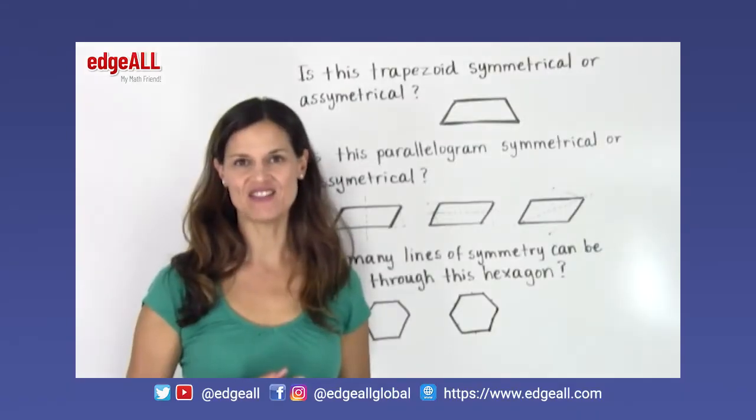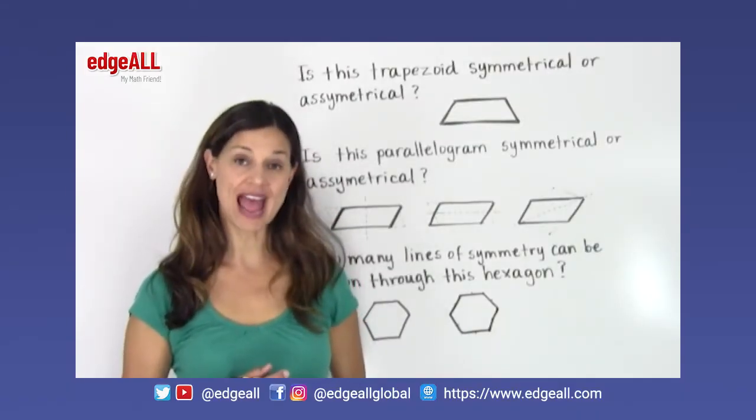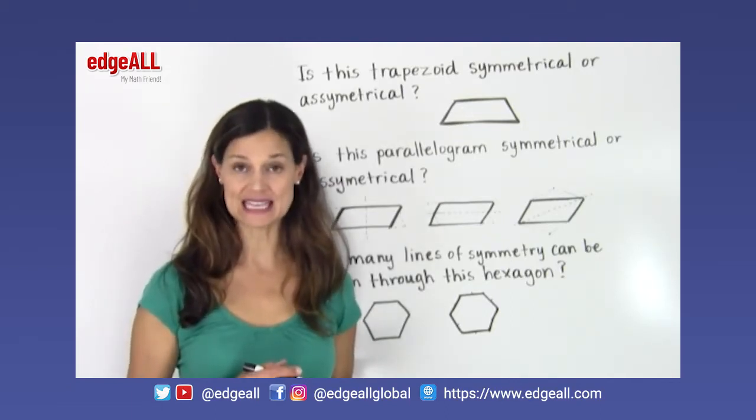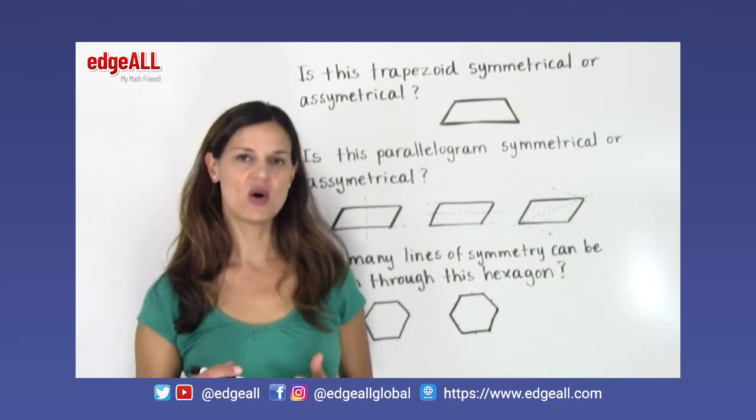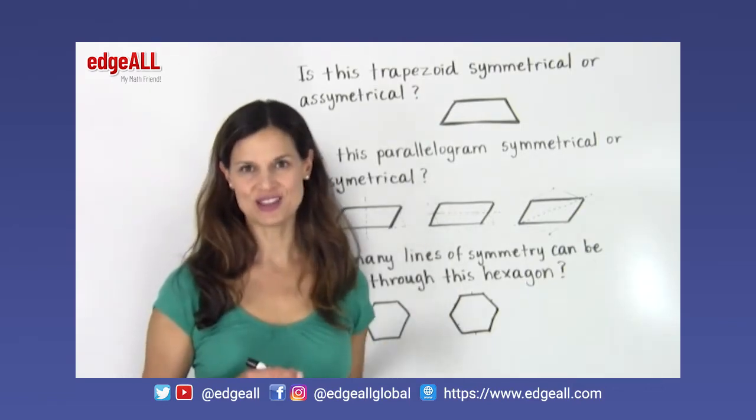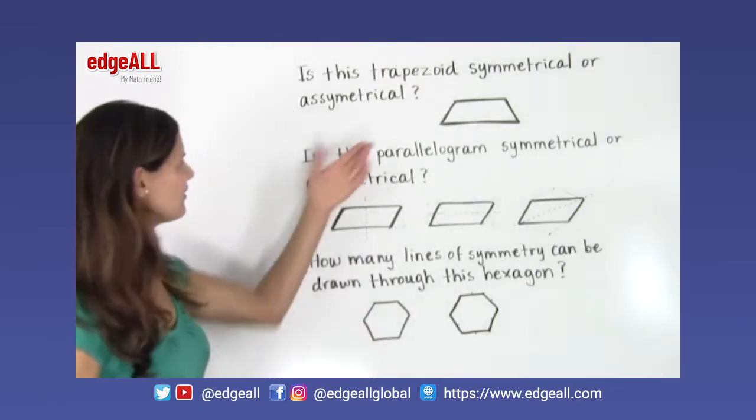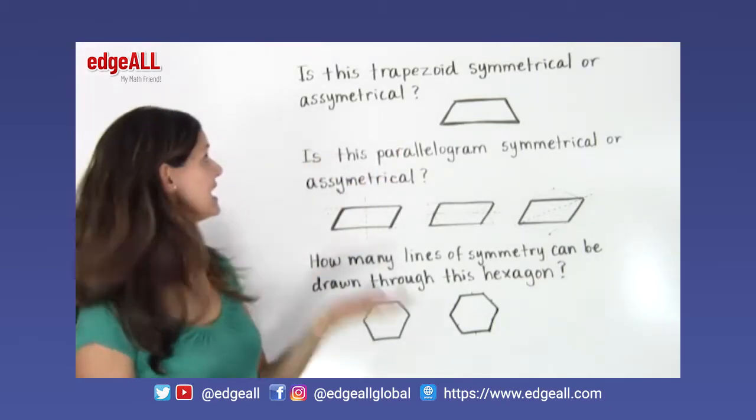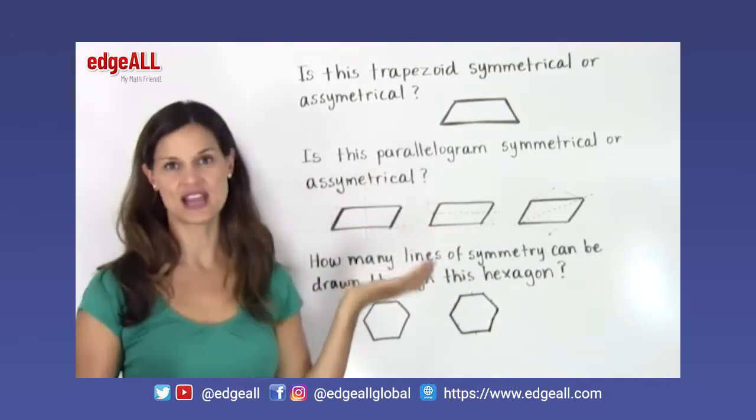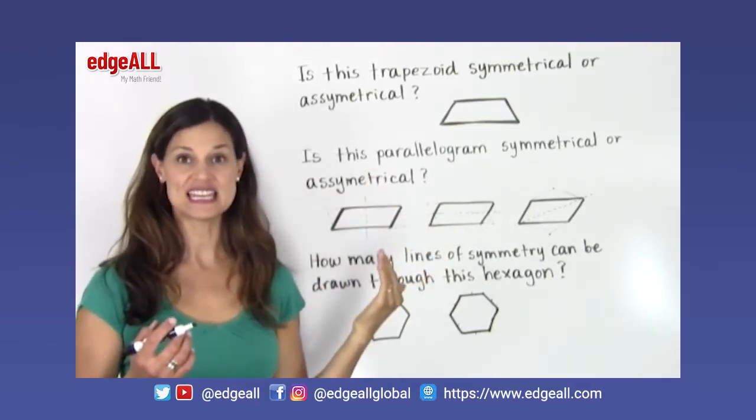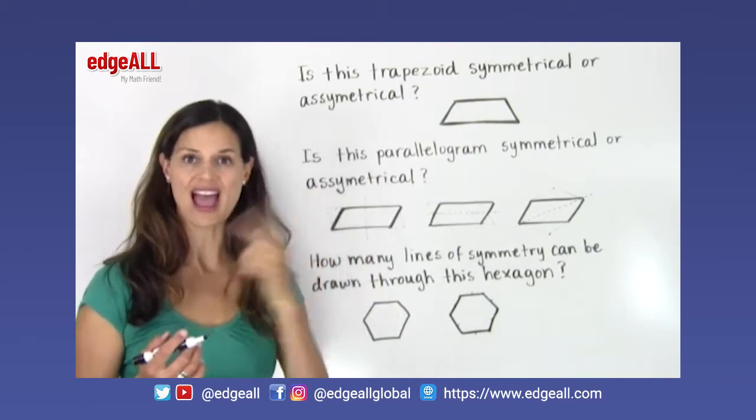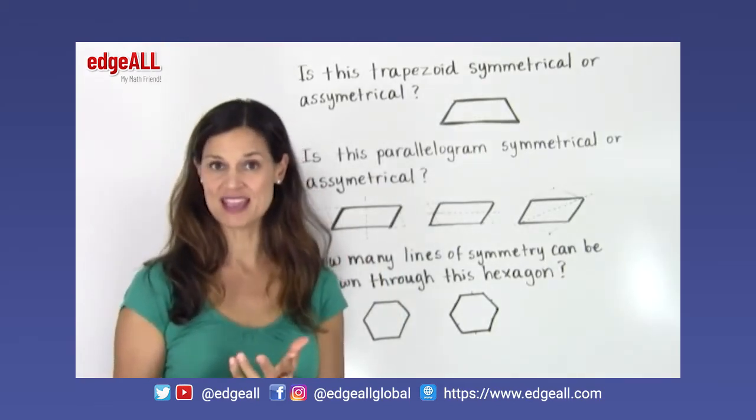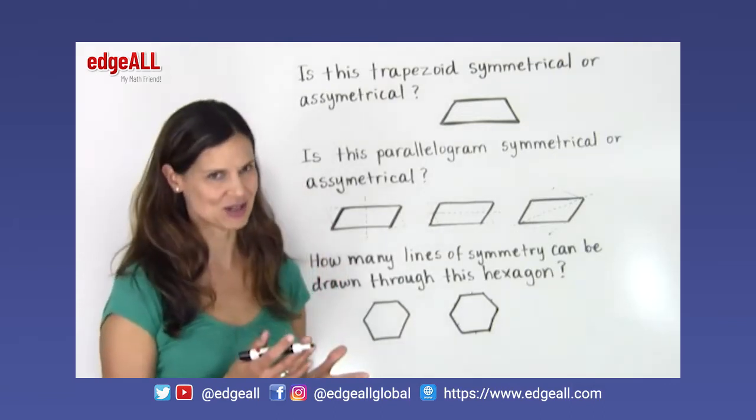Let's take a look at a few examples in which we're asked to find out if a shape is symmetrical, has at least one line of symmetry, or asymmetrical, no lines of symmetry. So in our first one, we have a trapezoid, and we are simply asked, is this trapezoid symmetrical or asymmetrical? So we just need to find out if there's even one line of symmetry.